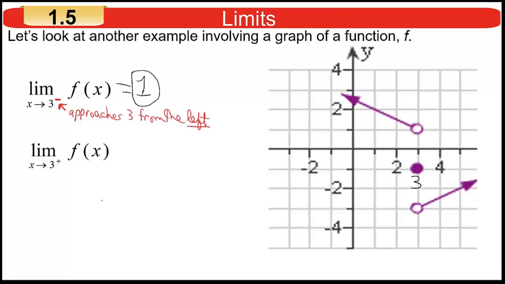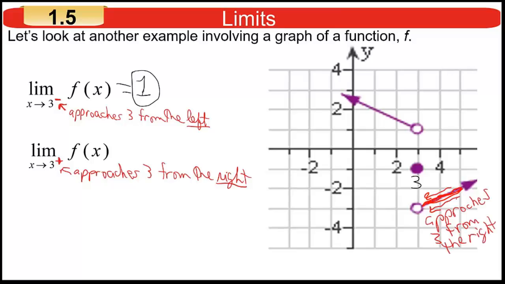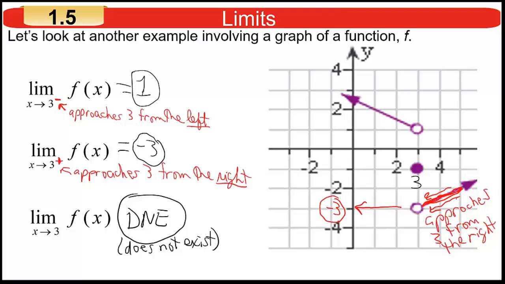If you're coming in from the right, though, you're traveling along this segment, but you're getting closer and closer, so you're going this way. Well, what's happening now is you get closer and closer to that open circle from the right. That's what the plus sign means. Then the y value is getting closer and closer to -3. So the left-hand limit is 1, the right-hand limit is -3, and that means if I ask you about the limit without reference to left or right, it will not exist. It has to have an agreement between left and right hand limits for the overall limit to exist.